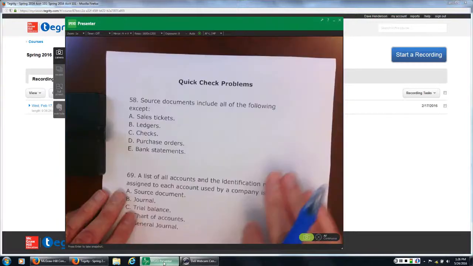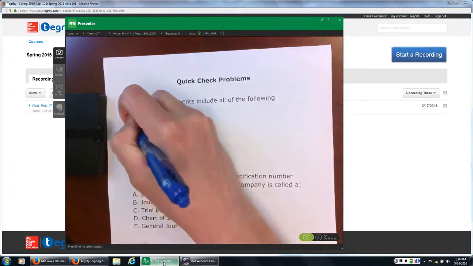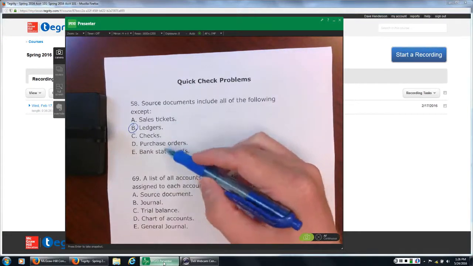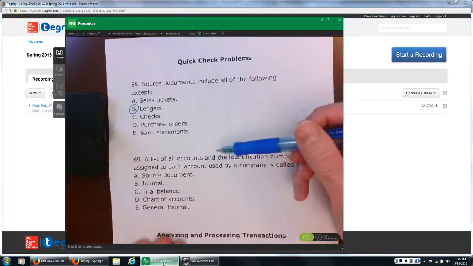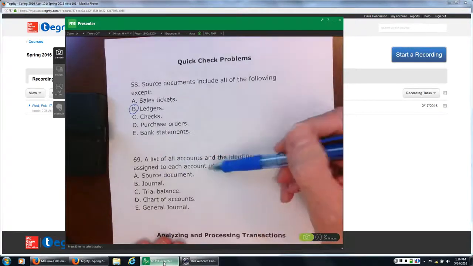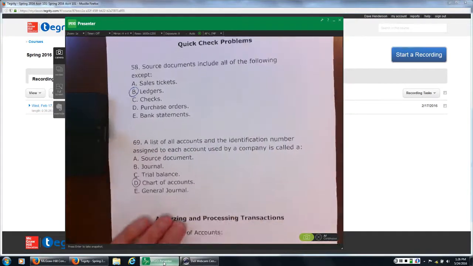We can say our source documents include all the following except ledgers. So sales tickets would be an example of a source document. Checks, purchase orders, and bank statements. A list of all accounts and then the identification number assigned to each account used by the company is called a chart of accounts. Okay?